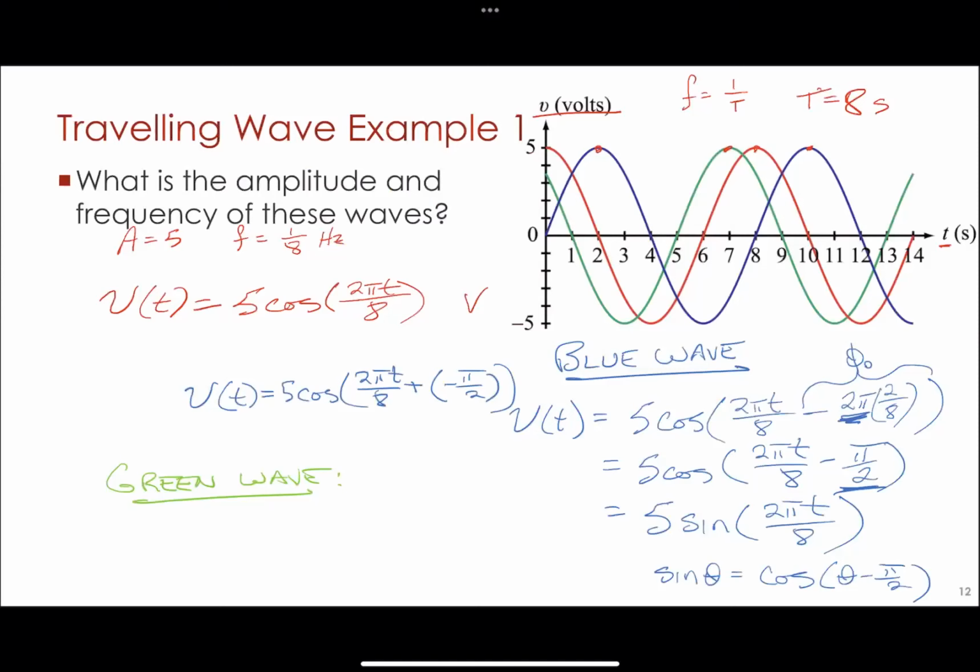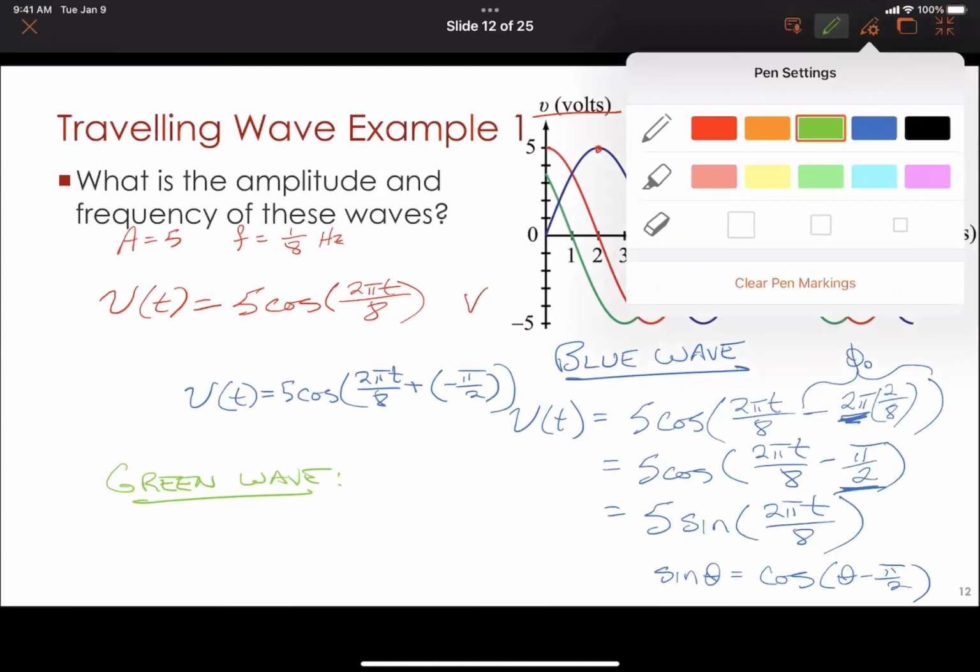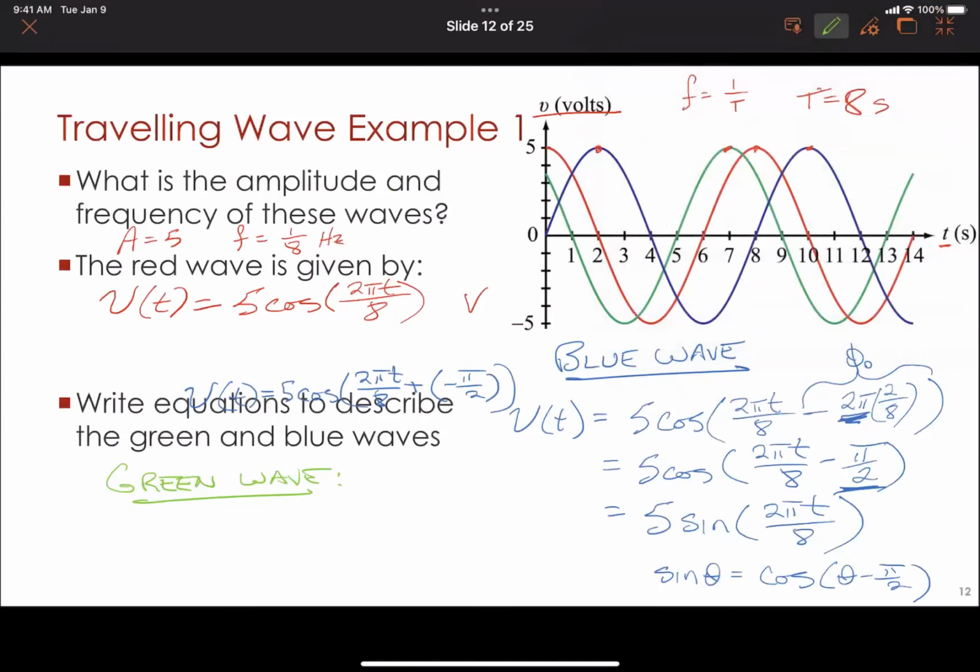Okay, green wave. Maybe this one will be easy after that. We shall see. So v at t. Same thing, right? It's just shifted. So that's 5 cos 2 pi t over 8 plus or minus.